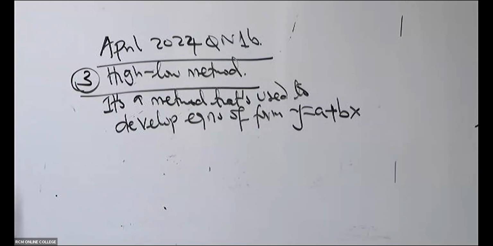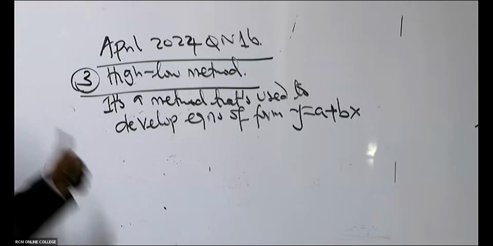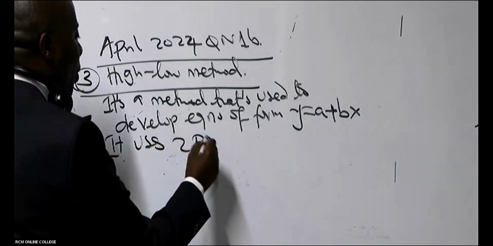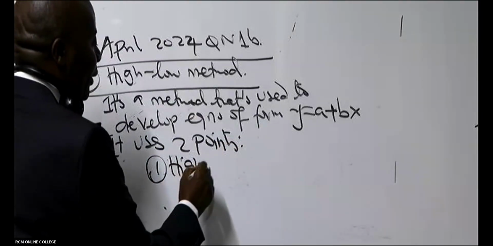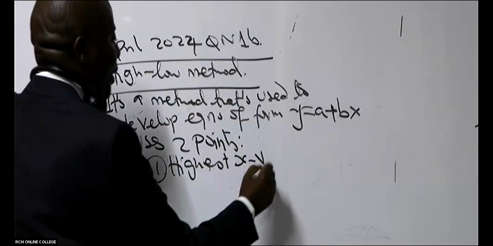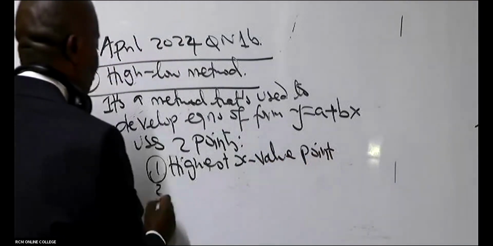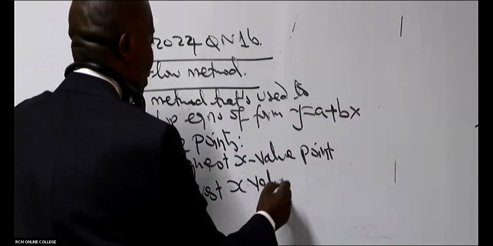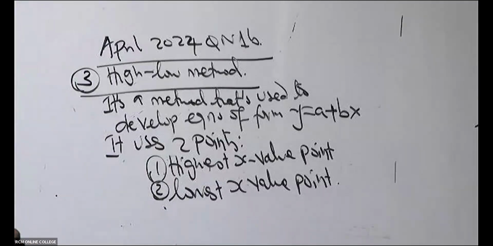But unlike the other methods, this high-low method makes use of 2 points. Which points are these? Number 1, we have the highest x value point. And number 2, we have the lowest x value point. So we have the highest x value point and the lowest x value point.